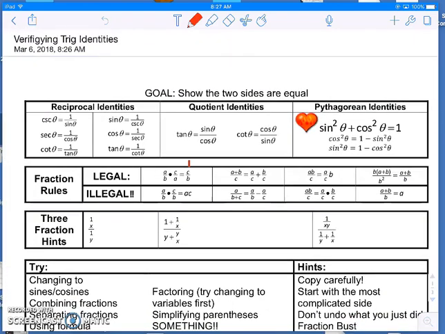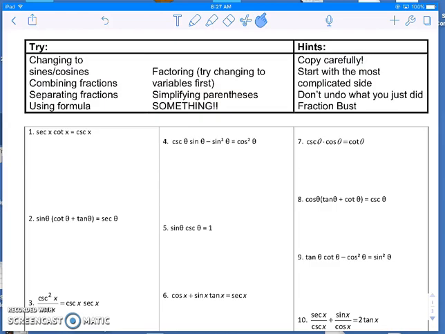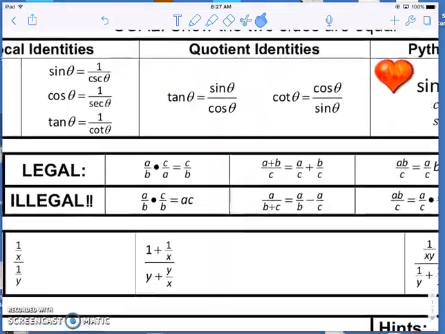Today we're going to take a look at verifying trig identities, and it's kind of like putting together a puzzle. If you look down here at all these examples, we're going to be showing that these equations down here are equal. So a couple things we're going to go through here.